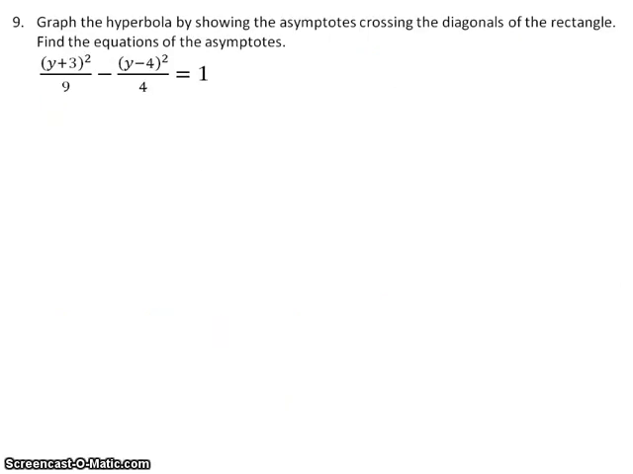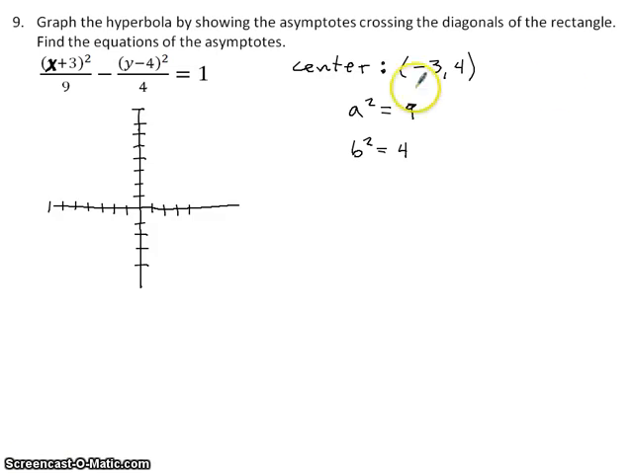Okay, number 9 here. Graph the hyperbola by showing the asymptotes crossing the diagonals of the rectangle. Find the equations of the asymptotes. Let's go ahead and graph the hyperbola and have a visual that helps us to understand what those equations should be equal to. Okay, let's start off by plotting the center. -3, 4 is our center. And from here I want to construct my rectangle.